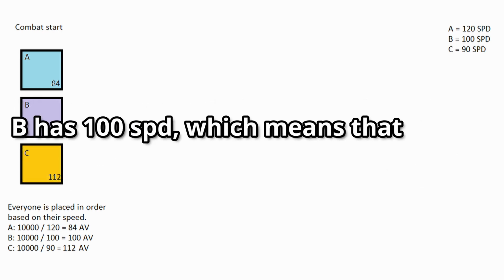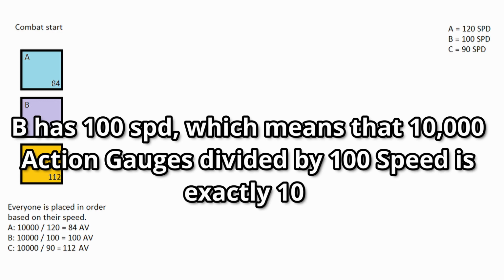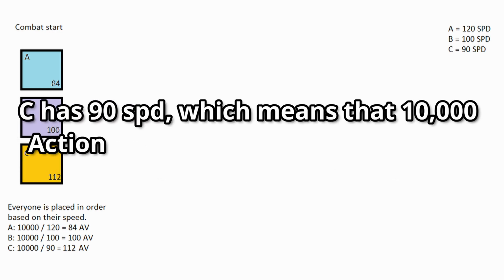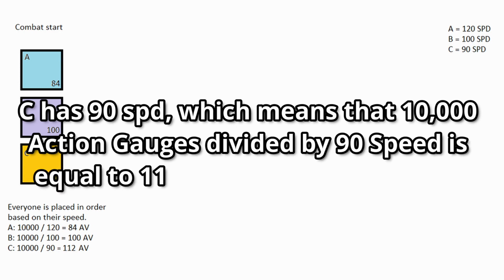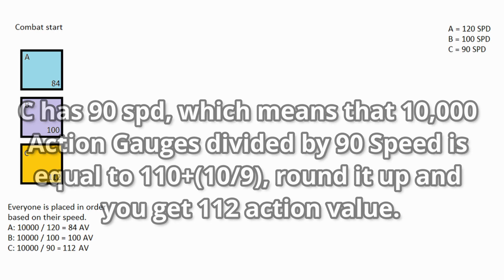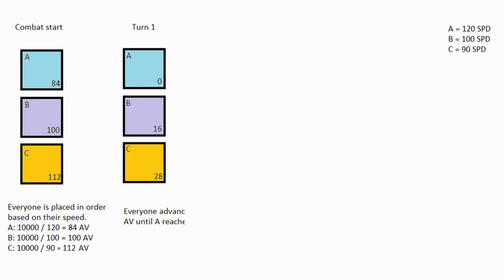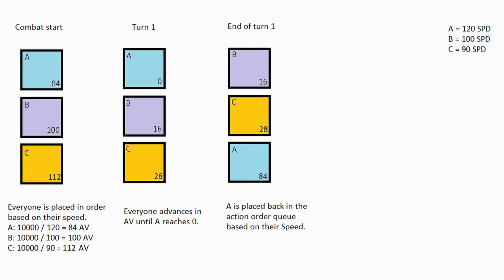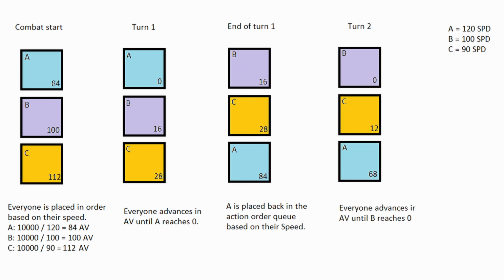B has 100 speed, which means that 10,000 action gauge divided by 100 speed is exactly 100. C has 90 speed, which means that 10,000 action gauge divided by 90 speed is equal to 110 plus 10 divided by 9. Round it up and you get 112 action value. Now everyone advances in AV until A reaches 0. A is placed back in the action order queue based on their speed. Everyone advances in AV until B reaches 0. This is how AVs work in a nutshell.